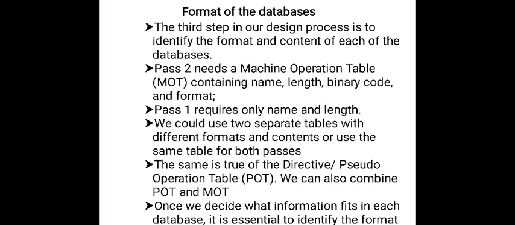This is what we need to take care of when we discuss pass two of an assembler. Similarly, pass one requires only the name and the length; we are not bothered about the binary code and the format in the database. So in pass 2 and pass 1 we have different fields being used for storing values in our databases. Therefore, when designing our assembler, we could use two separate tables with different formats and contents, or use the same table for both the passes. Both options are available to us when designing the databases for our assembler.